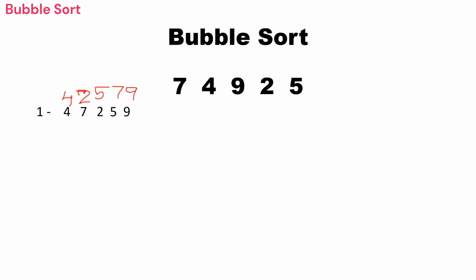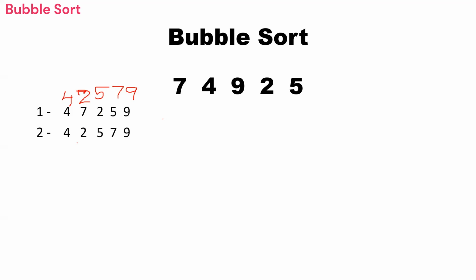We don't even check between 7 and 9 because we automatically know that 9 has to be the greater end. 9 is the greatest number, therefore it's at the end. So 7 has to be smaller. So this is our second loop.